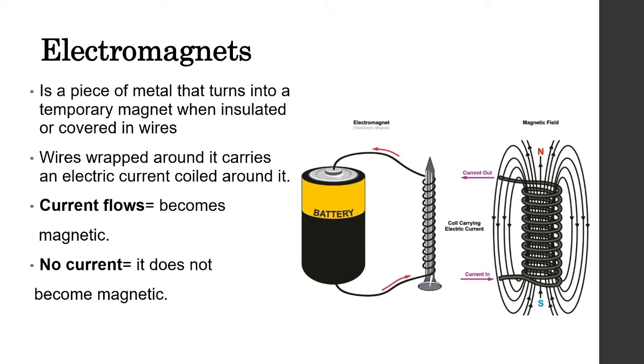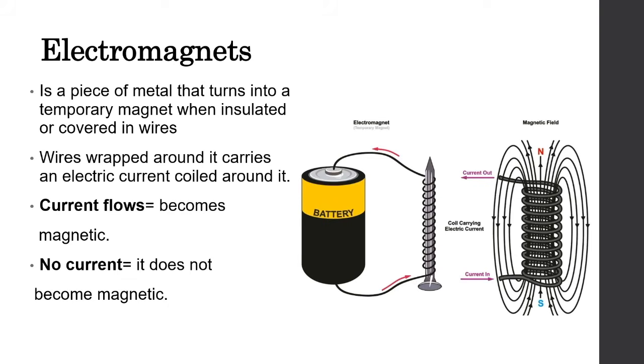An electromagnet is a piece of metal that turns into a temporary magnet when insulated or wound around in wire. These wires are wrapped around it and it contains an electric current that is coiled around it to allow the current to pass through. If the current flows, the metal used will become a magnet, and if there is no current flowing, it does not become magnetic.